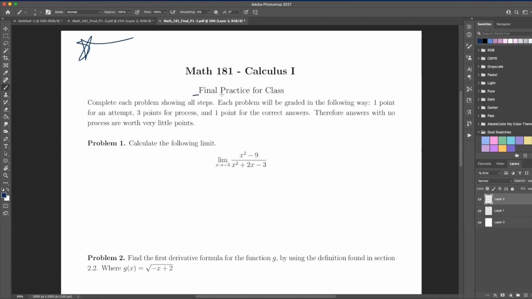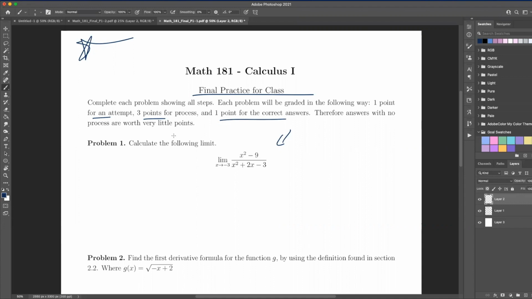So here's your final practice. You're going to complete each of the following. It's graded in the following way, as always: just 1 point for attempting it, 3 points for processing, and 1 point for the correct answer. This is the written part. If I cared about the right answer, it's in the WebAssign part. If I wanted to see you work through the process, that's why it's in the written part.